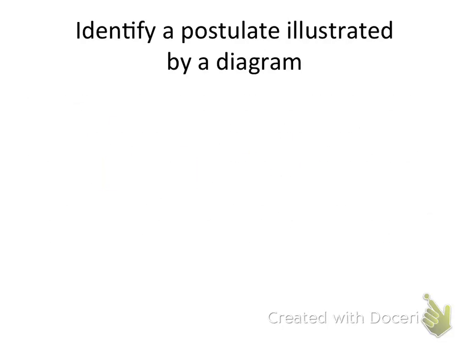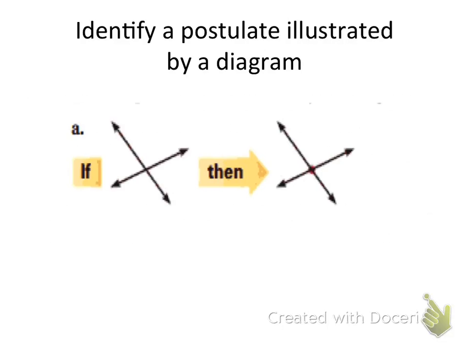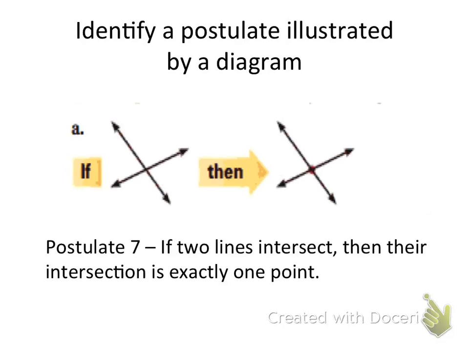Okay, so let's look at how we identify some postulates illustrated by a diagram. So first postulate that's illustrated by a diagram is this one. It looks like we've got 2 lines that intersect, and we know if 2 lines intersect, then what must be true? That's right. If 2 lines intersect, then their intersection is exactly 1 point, or they intersect at exactly 1 point. Right? Next diagram.